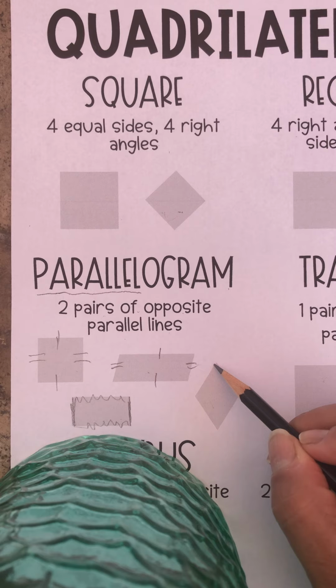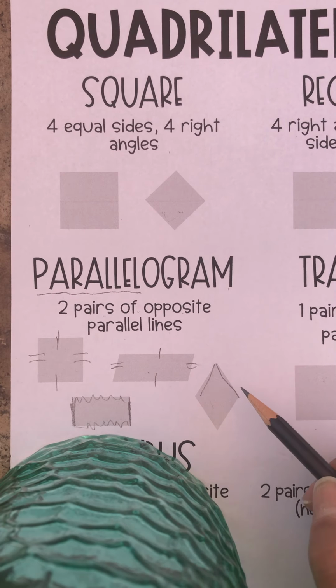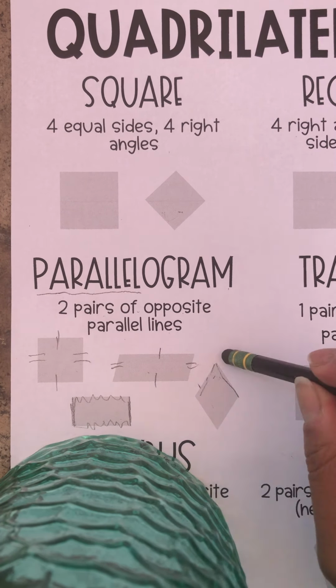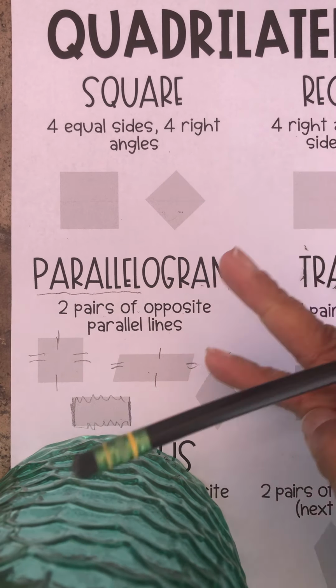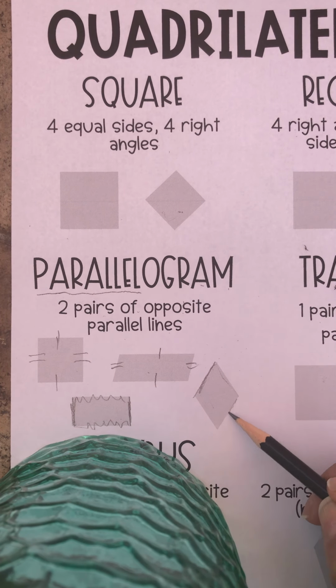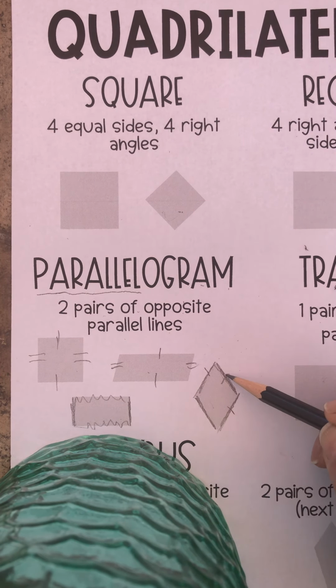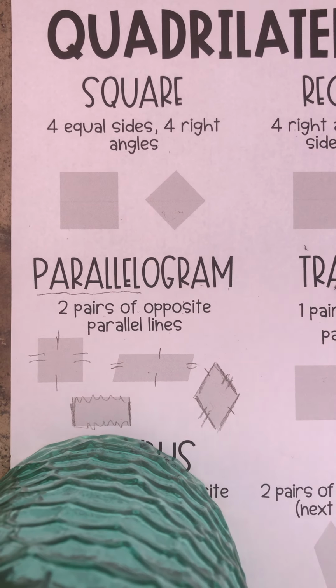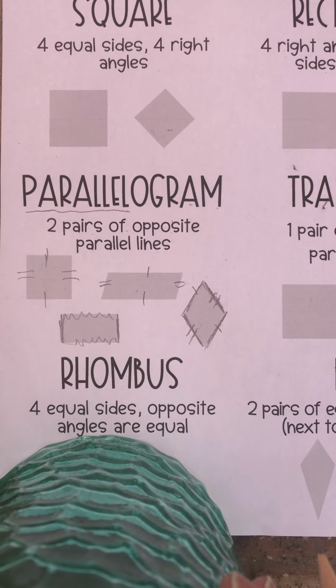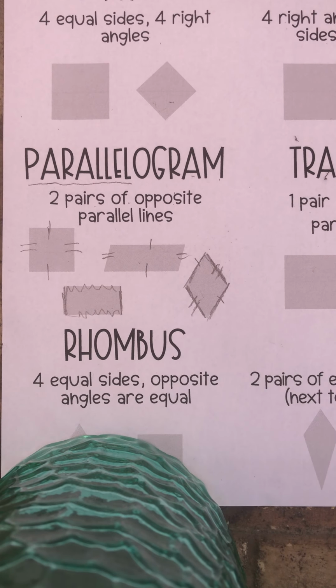And then with the kite, these 2 lines, oops, I did that wrong. These 2 lines are parallel to each other, this line and this line, and these 2 lines, this line and this line, are always going to be parallel to each other. They're never going to cross, they're never going to touch. So they are also called parallelograms.